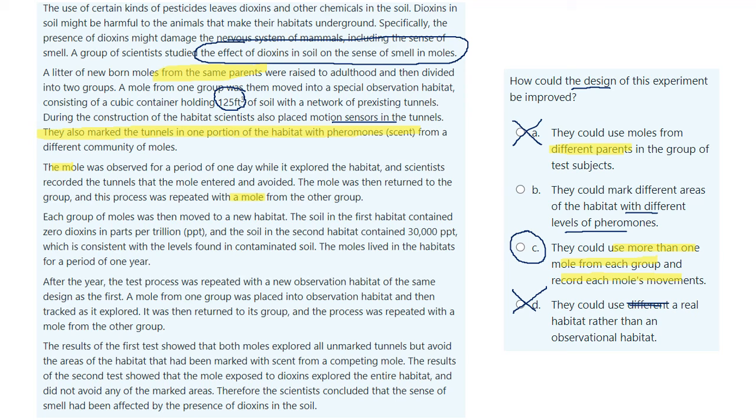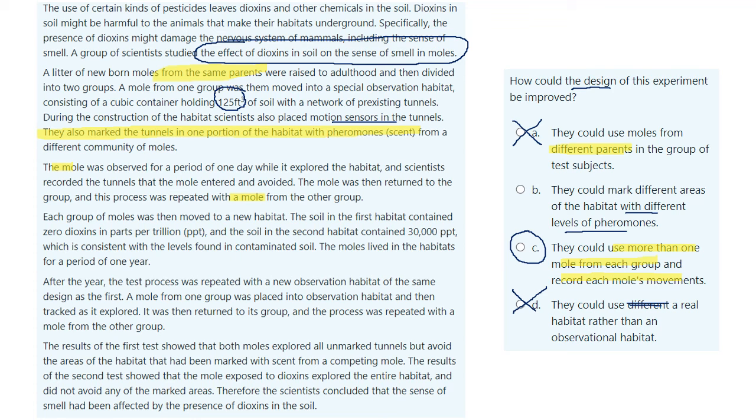What happened next? Well, each group of moles was then moved to a new habitat. The soil in the first habitat contained 0 dioxins in parts per trillion, and the soil in the second habitat contained 30,000 parts per trillion, which is consistent, the same as the levels found in contaminated soil. The moles lived in the habitats for a period of 1 year.